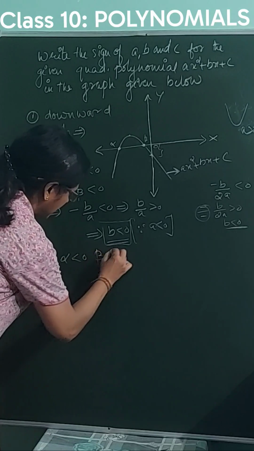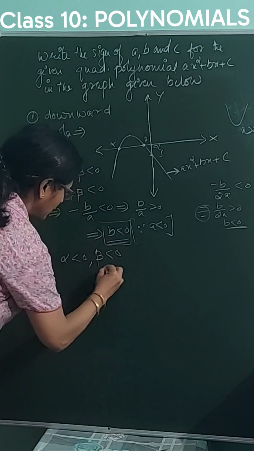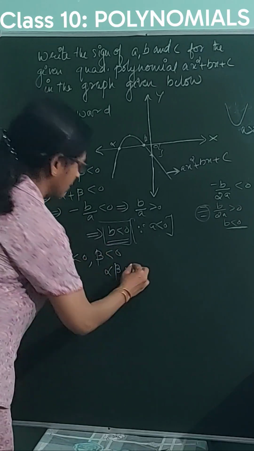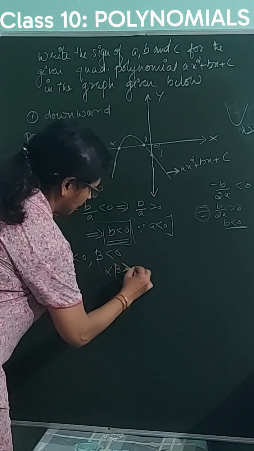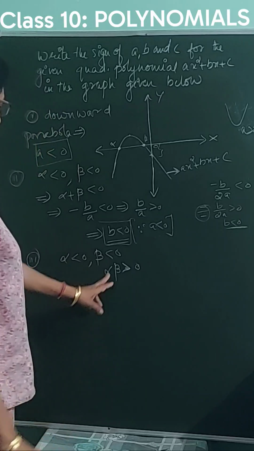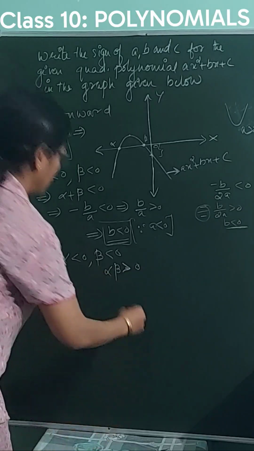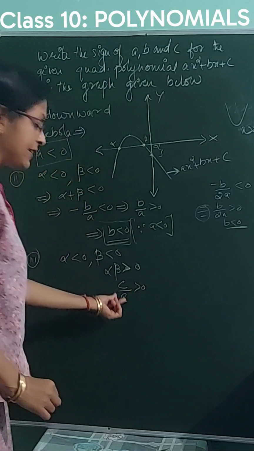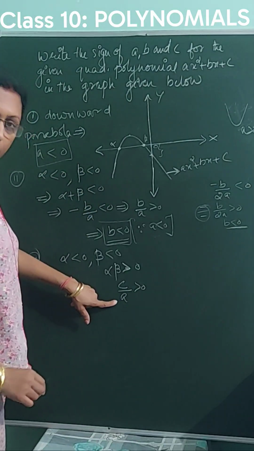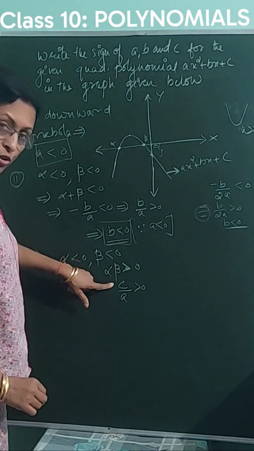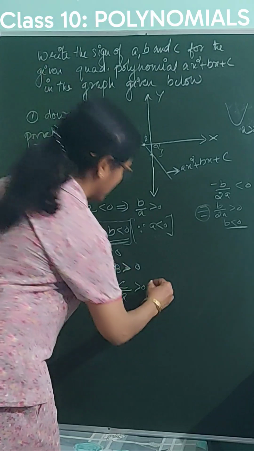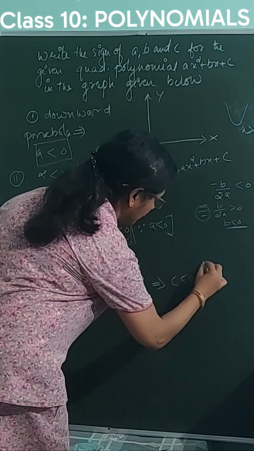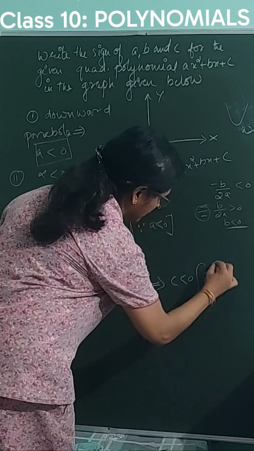Or using the product of roots, we can say that alpha is negative and beta is negative. So we can conclude that alpha multiplied by beta will be minus into minus, that will be positive. Alpha into beta will be positive, which means c divided by a is positive. Again the same condition, since the denominator is negative, the numerator should also be negative for making this fraction positive. So this implies that c is less than 0. The reason is a is less than 0.